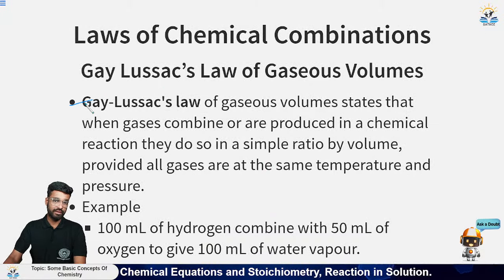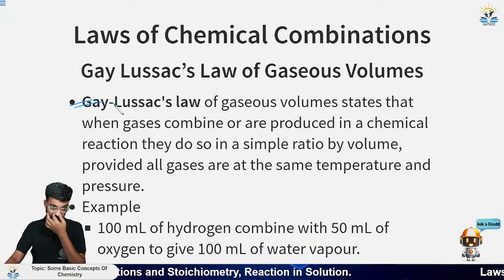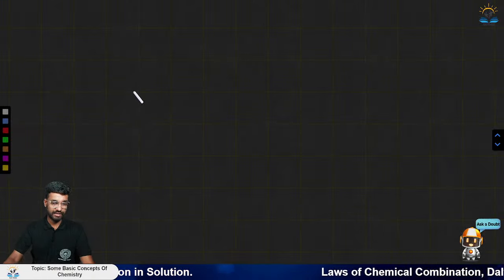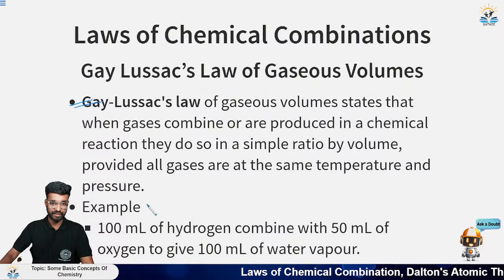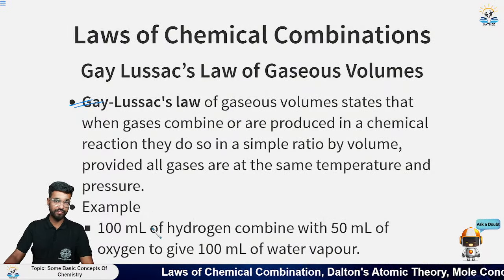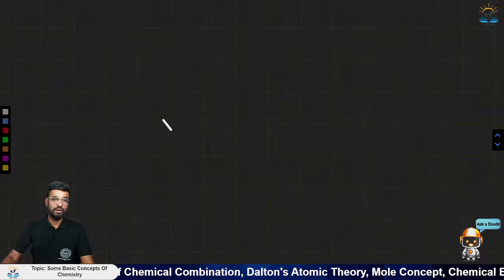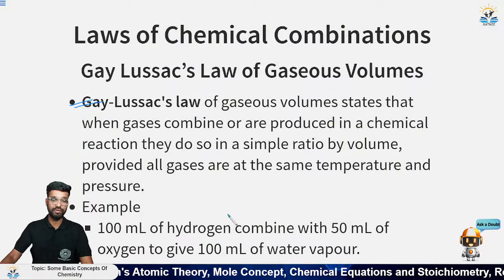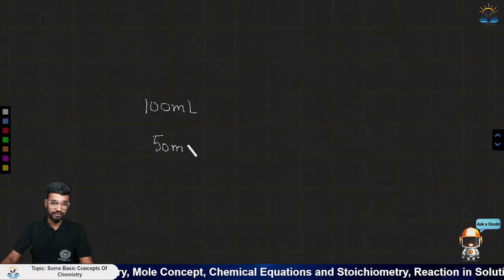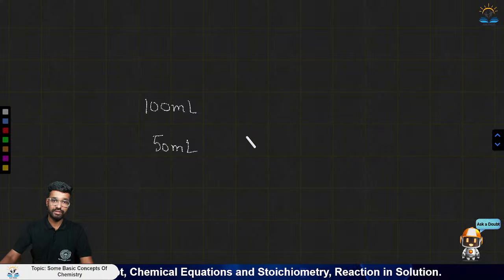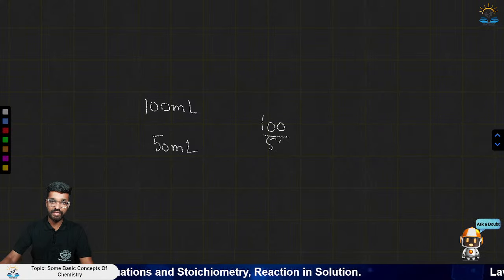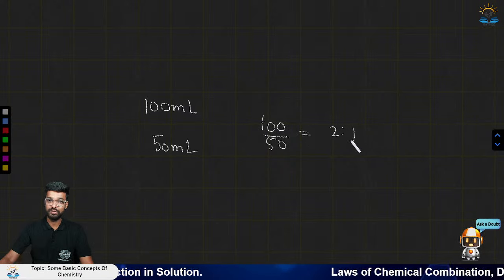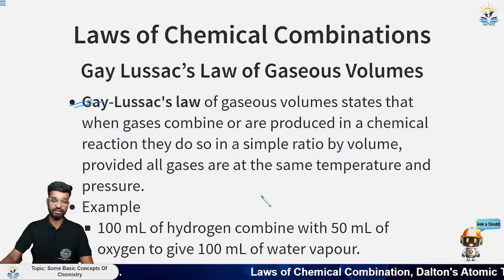The next law is Gay-Lussac's law. This law is basically for reactions in which the reactants are in the gaseous state. Suppose we have a reaction forming water. We are taking here the example of water formation, in which we take 100 ml of hydrogen and 50 ml of oxygen. You can see here that this ratio is 100 by 50, which means the gases combine in a ratio that is a whole number. It will be 2 is to 1. So this is Gay-Lussac's law.